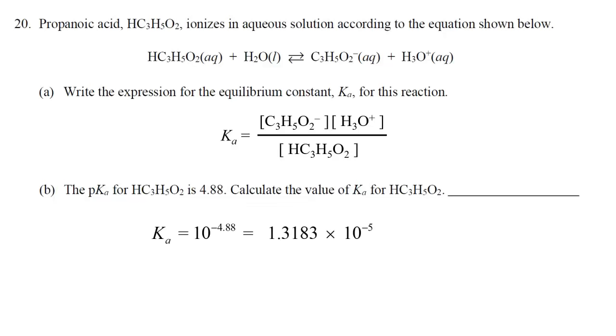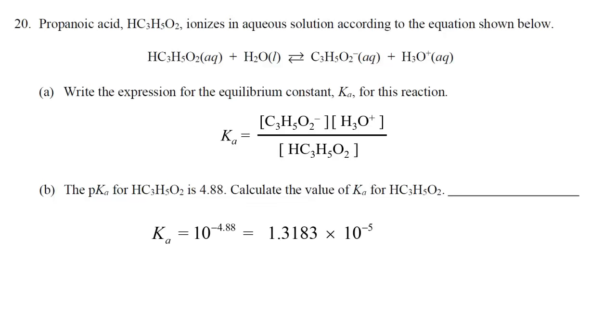So on my calculator, when I did 10 to the minus 4.88, I got an unrounded answer of 1.3183 times 10 to the negative 5. And according to the rules for significant figures, when it comes to things like pH or pKa, we only count the digits to the right of the decimal as significant figures. So 4.88 actually has two significant figures.